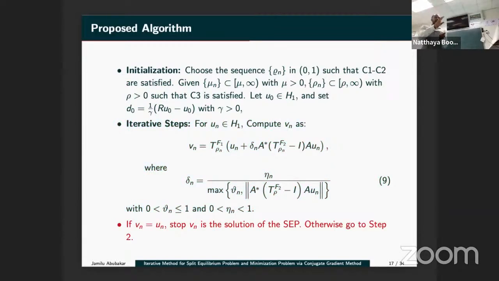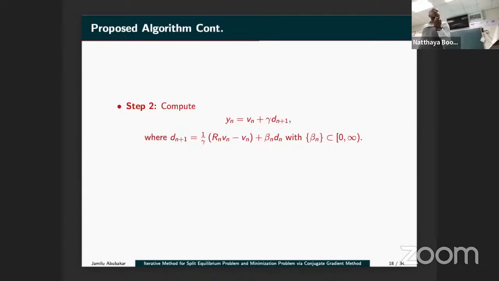So if V_n and U_n are the same, then we stop. That means we are at the solution of the split equilibrium problem. Otherwise, we move to the next step where we compute. For those that are familiar with conjugate gradient, this is a kind of conjugate gradient step, right? But the V_n here, remember how we compute it in the split feasibility problem. And this is the direction now. To update the conjugate direction, you can see now, instead of the gradient of that function we are trying to minimize, we are using the averaged mapping technique here. So we don't need that assumption that the gradient needs to be strongly inverse monotone.